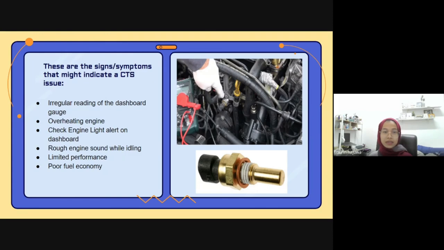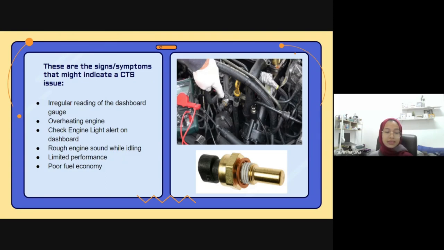These are the signs or symptoms that might indicate a CTS issue. The first is an irregular reading on the dashboard. Usually the temperature should be around 88 to 90 degrees while the engine is warmed up. The second one is overheating. You can see whether your engine is hot or not when it is highlighted by the dashboard gauge. The next one is a check engine light alert on the dashboard. The fourth one is a rough engine sound while idling. Idling means when the car is out of gear. The next one is limited performance.